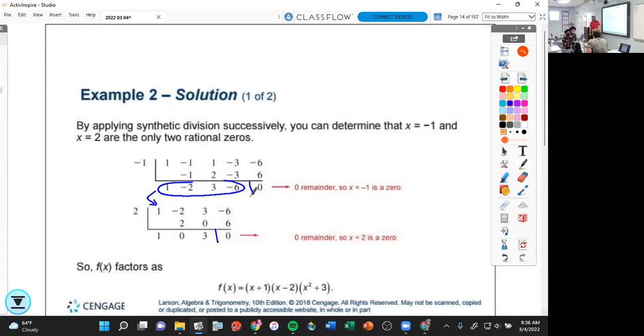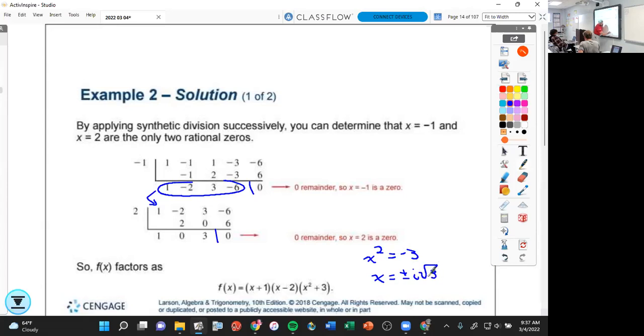Now, what would you do with x squared plus 3? Does it factor? No, it doesn't factor. Can we use the square root method? X squared equals -3, right? Set it equal to 0. So x equals what? Plus or minus i root 3. So there are my 4 zeros. My zeros are -1, +2. Those are my 2 real zeros. And my 2 imaginary zeros are plus or minus i root 3. You doing all right?